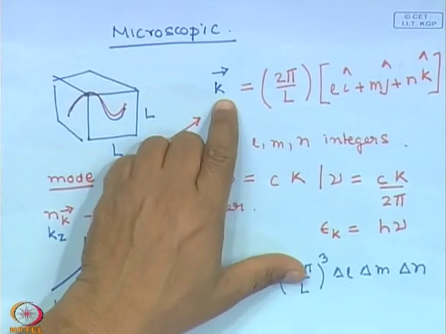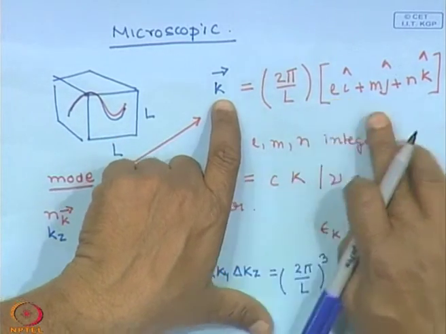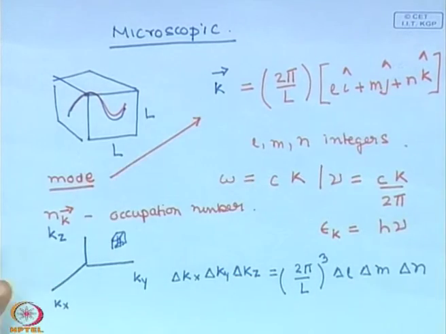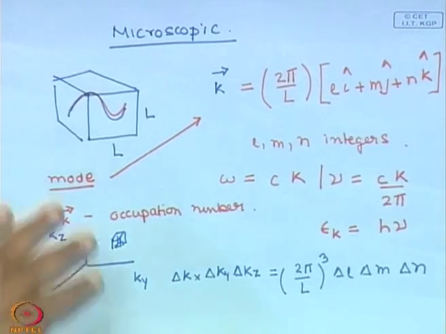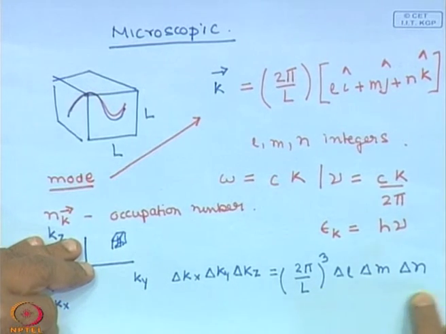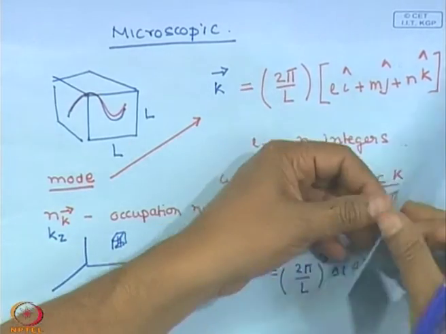If I just increase k x, only this is going to increase. If I just increase k y, only this will increase. If I increase just k z, only this will increase. So, if I want to count the number of modes, I have to take the increase in this into the increase in this into the increase in this. The product will give me the total number of modes. So, let me write down the number of modes.